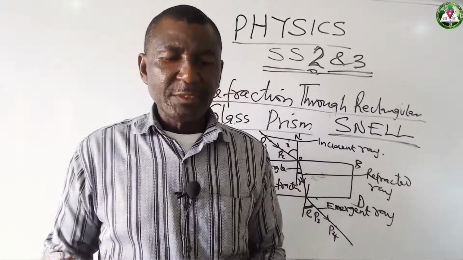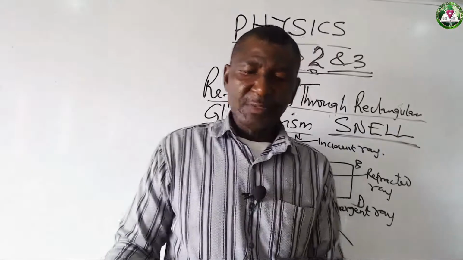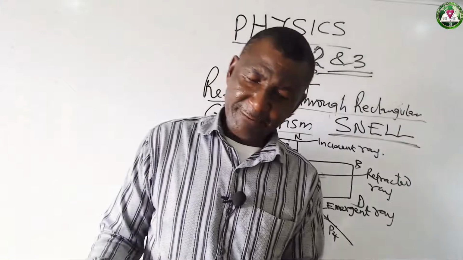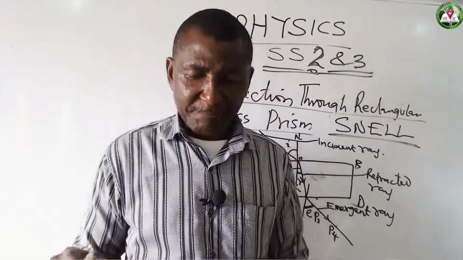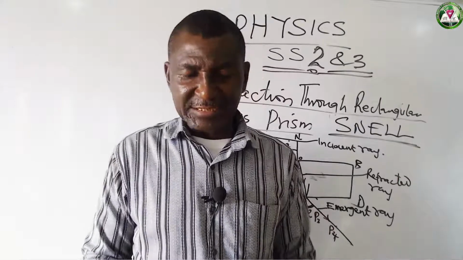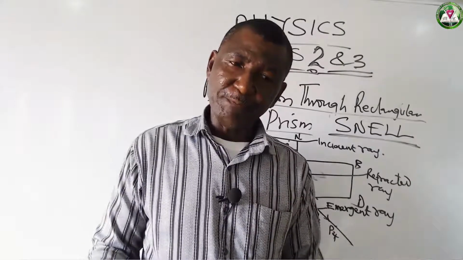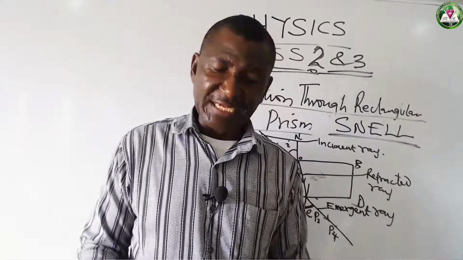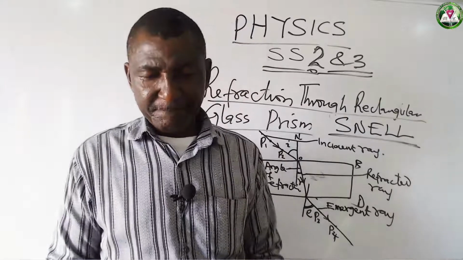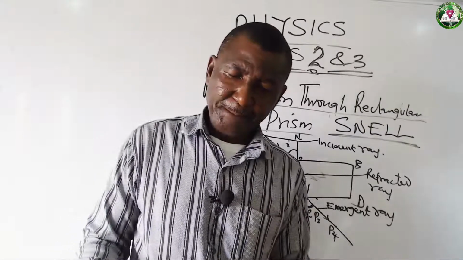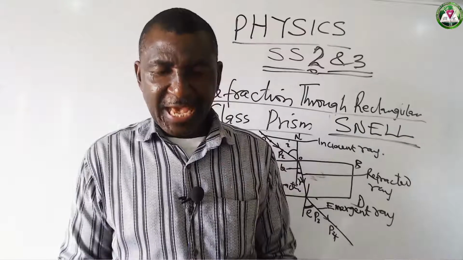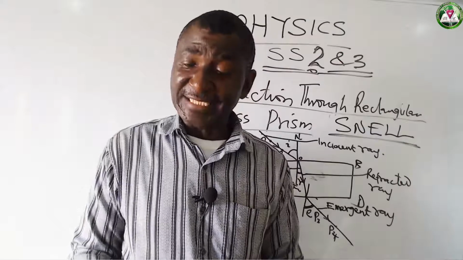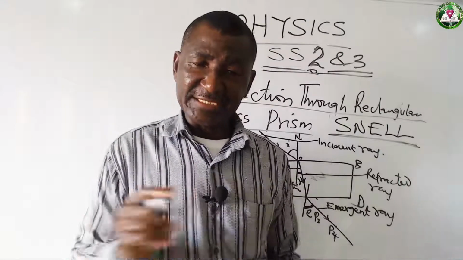One, I'm stating the laws now. The incident ray, the refracted ray, and the normal at the point of incidence all lie on the same plane. I repeat. The first law of refraction says that the incident ray, the refracted ray, and the normal at the point of incidence all lie in the same plane.